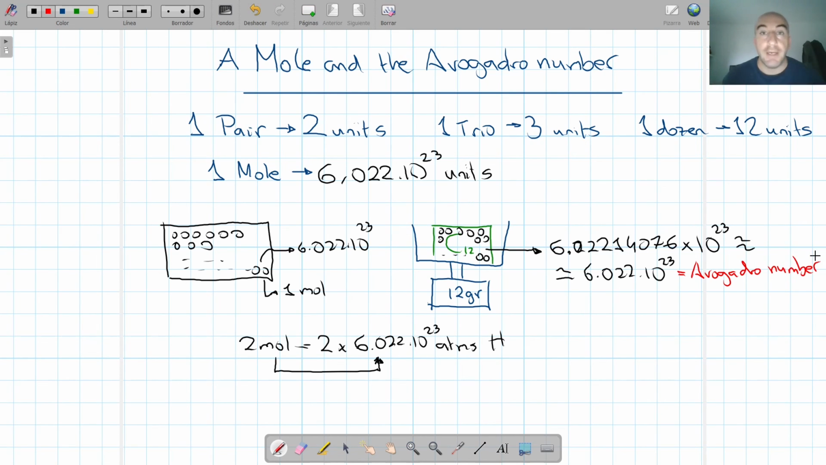So I hope this helps you to understand the concept of mole. It's really easy. Just think of the analogy of dozen. A dozen is 12 units. 1 mole is 6.022 times 10 to the power of 23 units. And that is what we call the Avogadro number. I hope it helps.